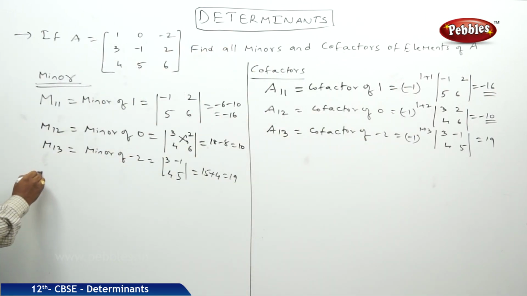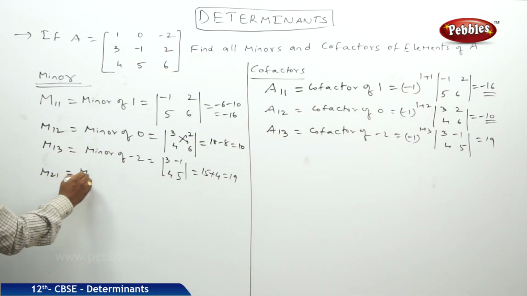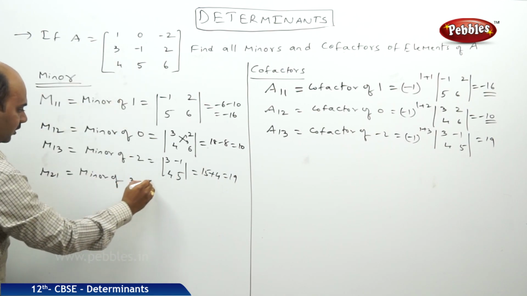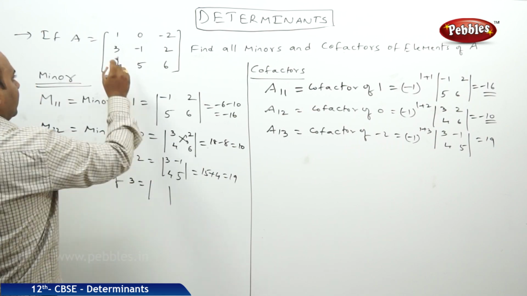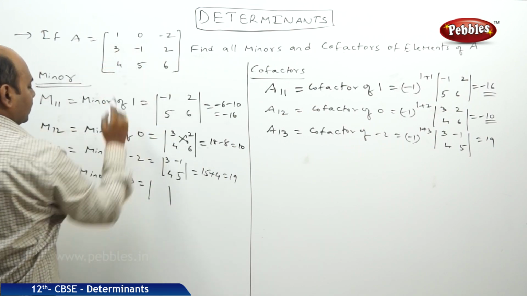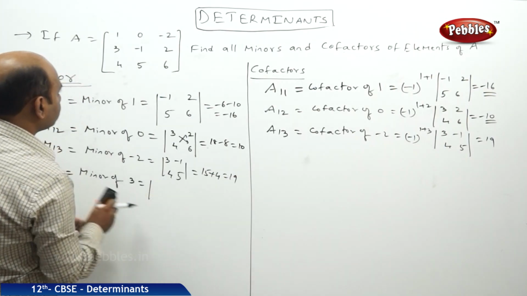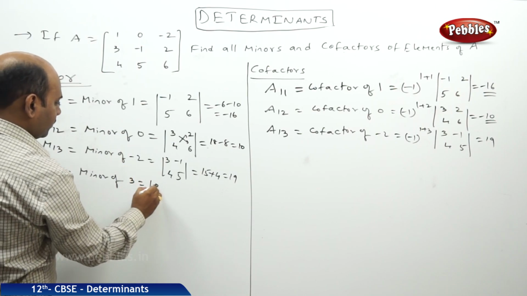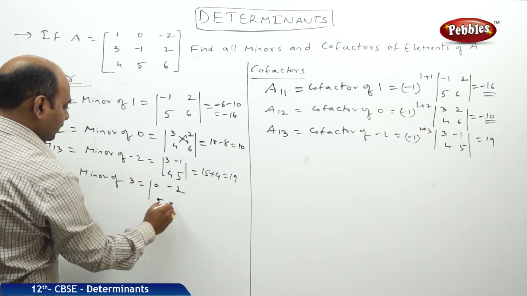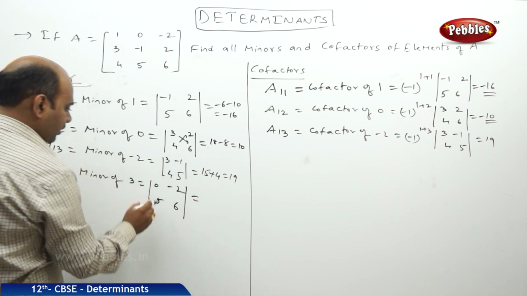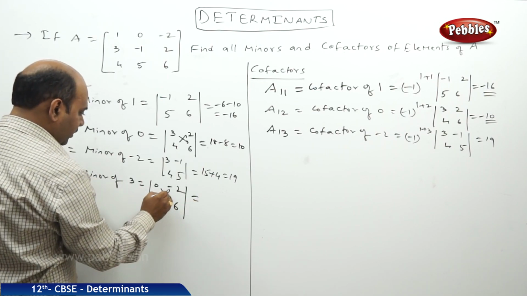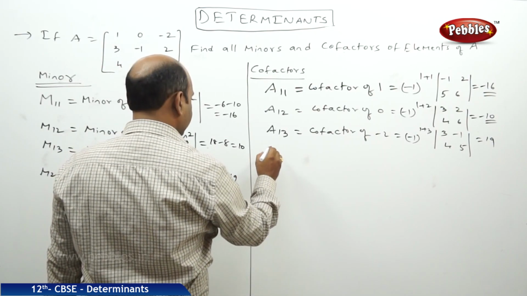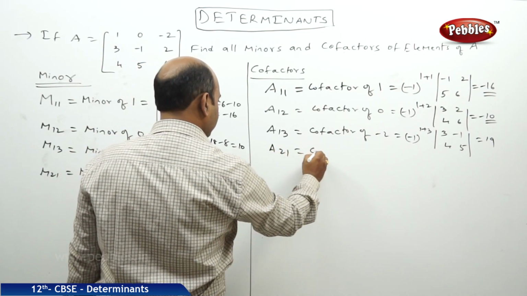Now M21. M21 means minor of this particular element 3 is equal to determinant obtained by deleting this row and this column. So what happens? Deleting this row and this column. So 0 minus 2, 5, 6. So what happens? 0 into 6 minus. So this becomes 10. Here now I'll indicate as A21.